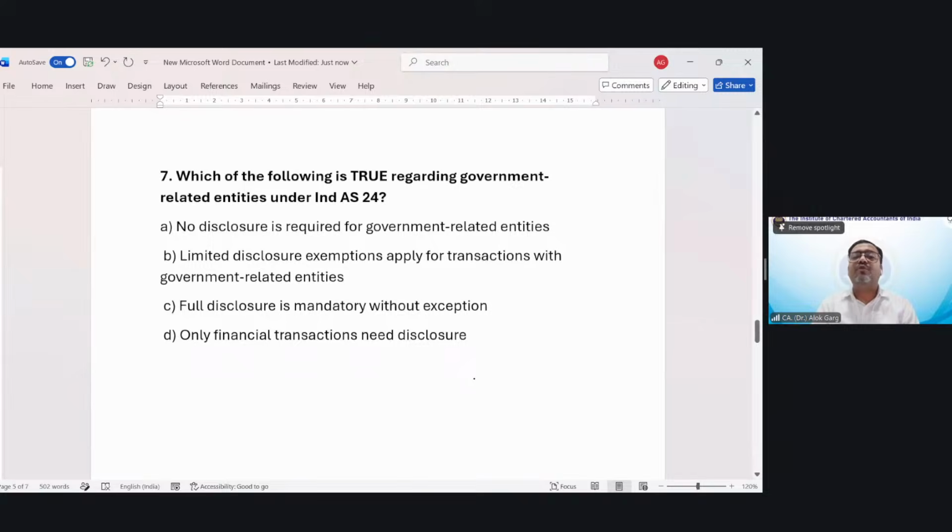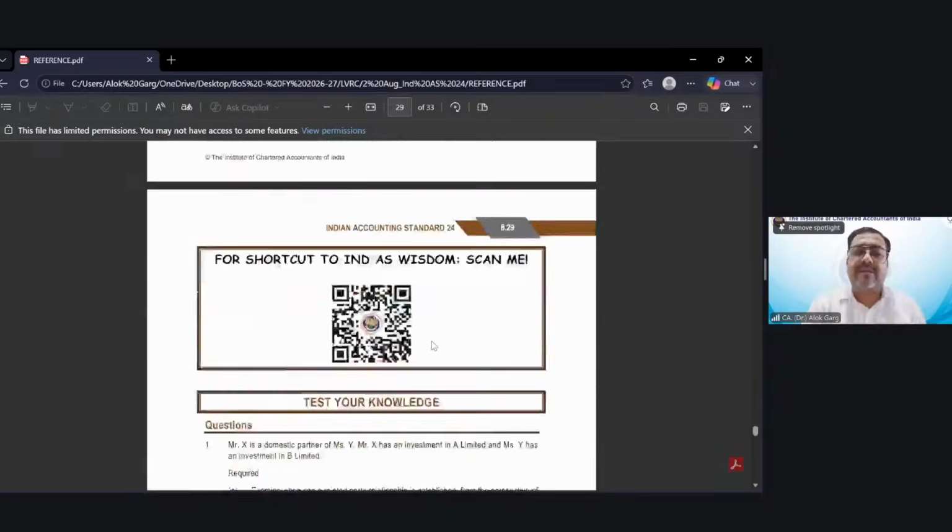Which of the following is true regarding government related entities under Ind AS 24? Have we discussed the government related entities aspect? No, we have not discussed the government related entities aspect. So let me discuss the government related entities related aspects.